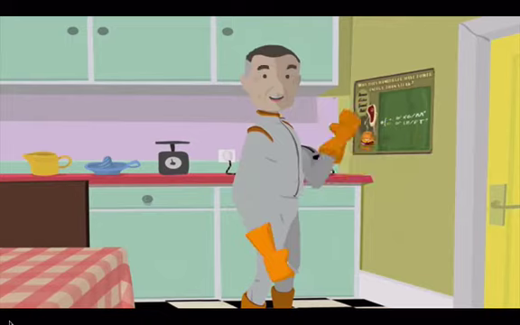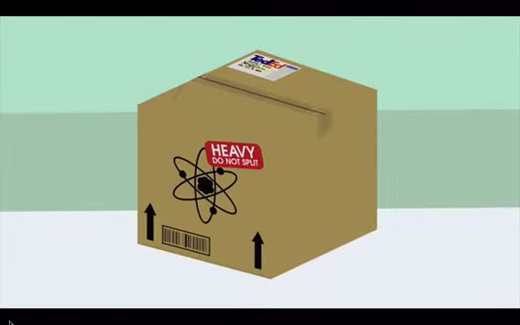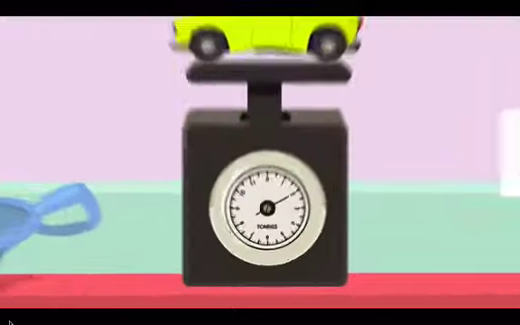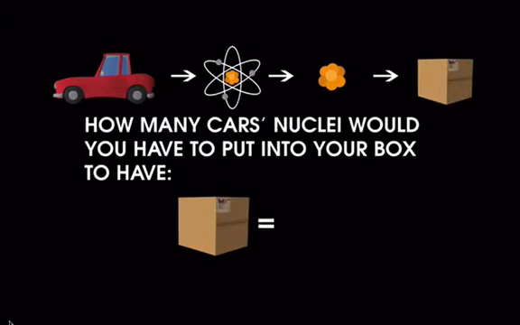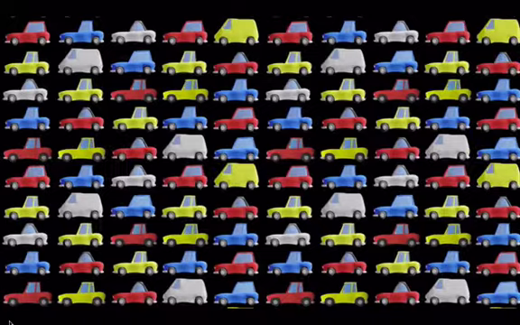Okay, that's still kind of hard to figure. Here's what I want you to do. Make a box that is 1 foot by 1 foot by 1 foot. And let's grab all of the nuclei from a typical car. Now, cars on average weigh 2 tons. How many cars' nuclei would you have to put into the box to have your 1 foot box have the same density of a nucleus? Is it 1 car? 2? How about 100? Nope, nope, and nope. The answer is much bigger.